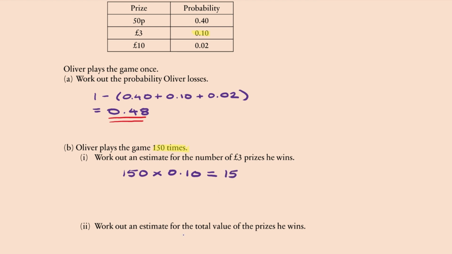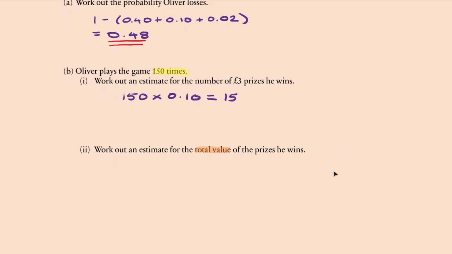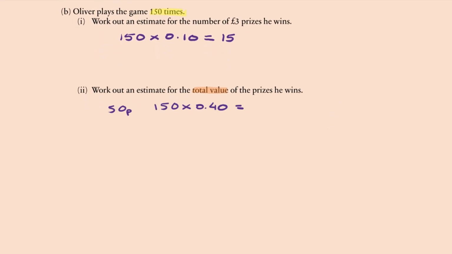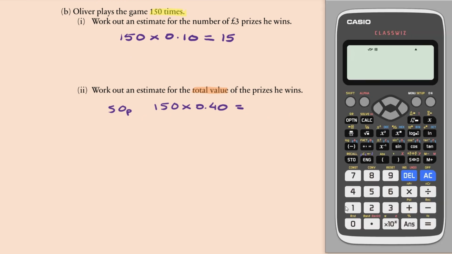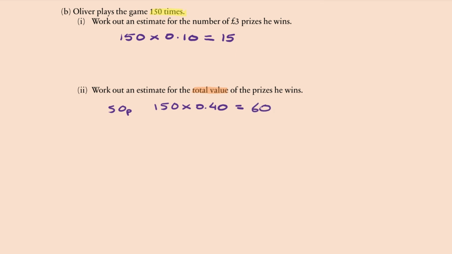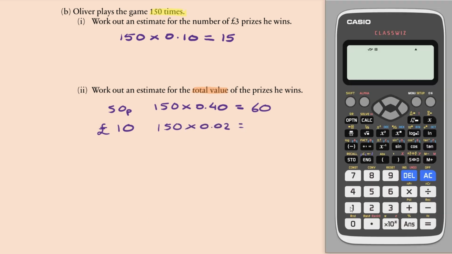Work out an estimate for the total value of the prizes he wins. To solve this, we need to know the number of 50p and £10 prizes Oliver wins when he plays the game 150 times. We will follow the same method we used in the previous part and multiply each probability by 150. 150 times 0.4 is 60. 150 times 0.02 is 3.